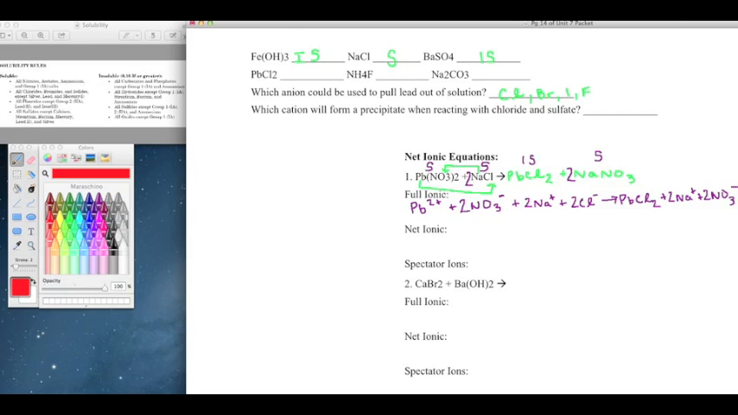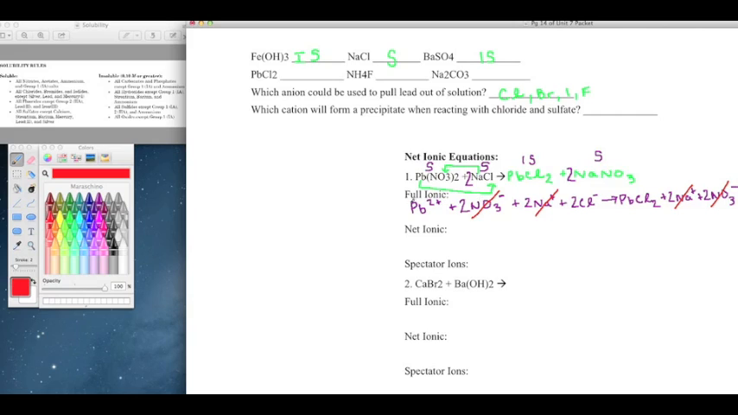2NO3 minus, 2NO3 minus right there. Yep, those are identical, so I'm going to cross them out. Okay, 2Na plus, yep, identical. I'm going to cross them out. 2Cl minus, PbCl2, nope, not the same.